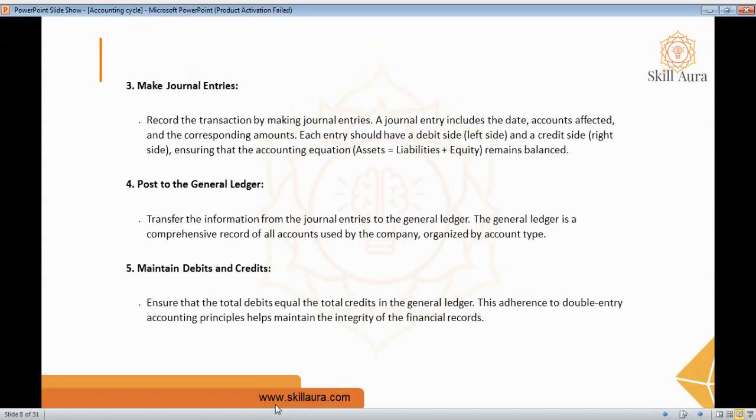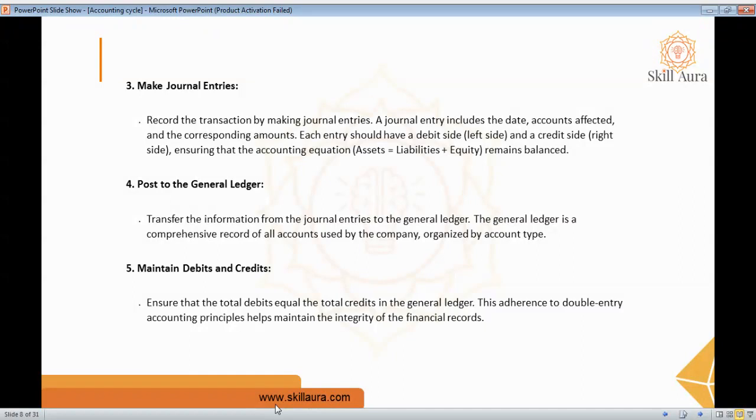The next one is make journal entries. Here you have to record the transaction by making journal entries. Journal entries include date, accounts affected, and the corresponding amounts, that is debit amount and credit amount. Each entry should have a debit side and a credit side. The debit side should always be at the left side and the credit side should always be at the right side.